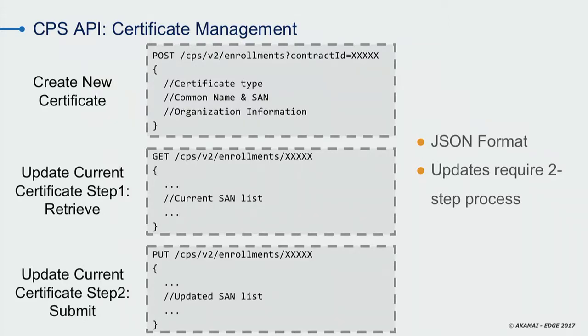A couple things to point out is that the API itself uses a JSON format. And then when it comes to updating certificates, it's a two-step process. You have to retrieve the current cert, make the changes. Let's say you want to update SAN host names, and then once you do that, you submit the whole certificate changes through the API. So I wanted to call that out because you'll see the difference with the other Edge SSL cert API. But that's the basic kind of concept with this particular API.